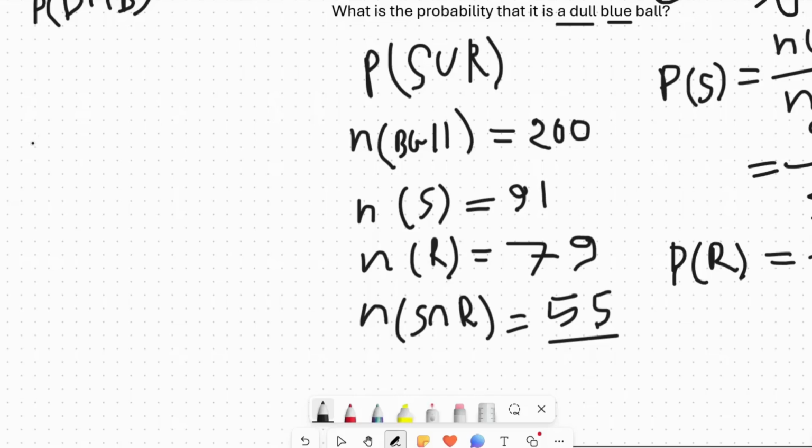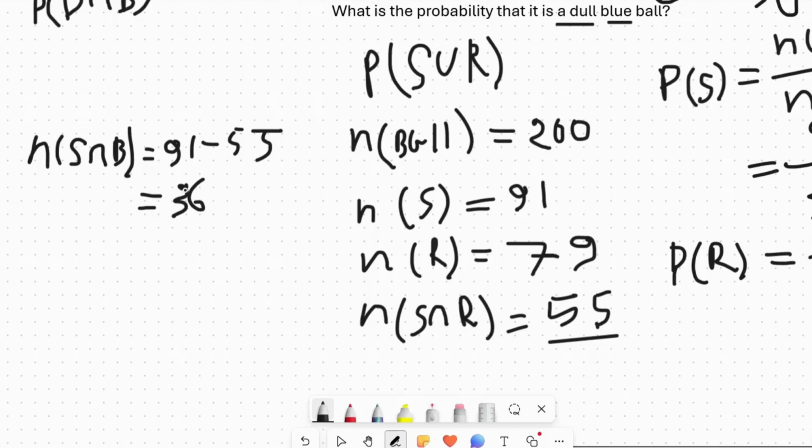It means if we find the number of blue balls which are shiny, then we find 91 minus 55, because these 55 balls are red and shiny, and the total number of shiny balls is 91. So the other balls must be blue, which are shiny. If we subtract 55 from 91, our result is 36. So 36 balls are blue and shiny.